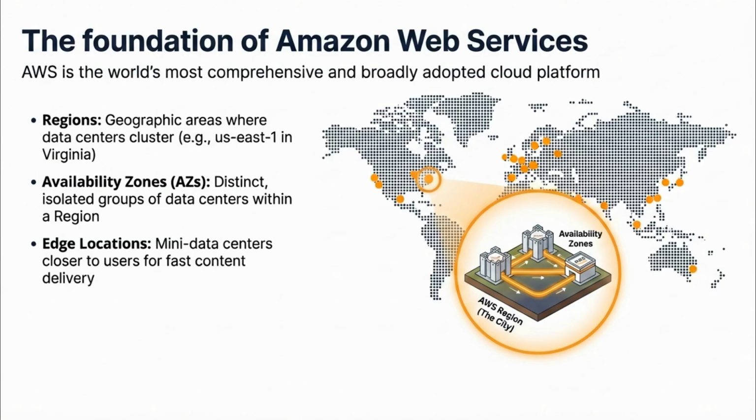After that, availability zones are there. These are distinct, isolated groups of data centers within a region. So suppose Virginia is the region; within that region we will find availability zones, which are isolated groups of data centers. So what are edge locations? They are like mini data centers closer to the user for fast content delivery. As you can see in the picture, the AWS region is like the city, with the availability zones.